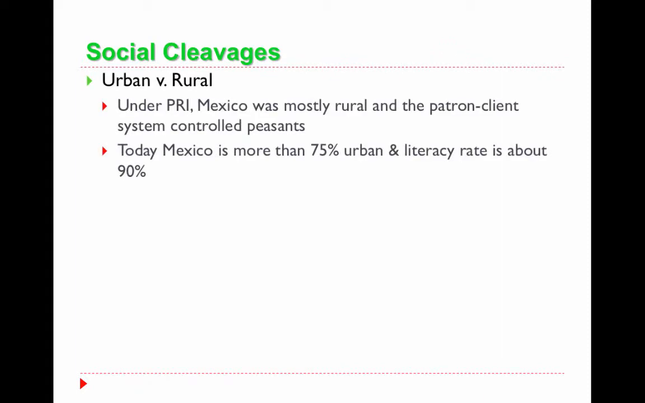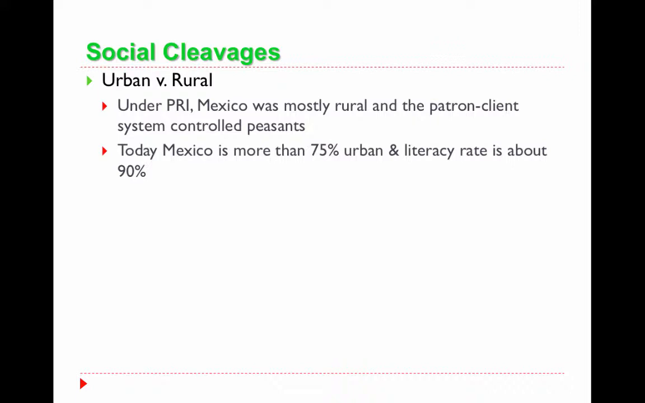And like we've been saying in class, there is a divide between the urban and the rural population. And most of the population is an urban population. So under the pre-party, Mexico was mostly rural, and the patron-client system controlled the peasants. So that idea of clientelism was really important, which is kind of the idea of businesses and factory owners giving out favors and giving out rewards in return for support. So that allowed the big businesses and leaders and party bosses to really have a lot of influence over the peasants. Now, as a result of industrialization, we've seen migration to urban areas.